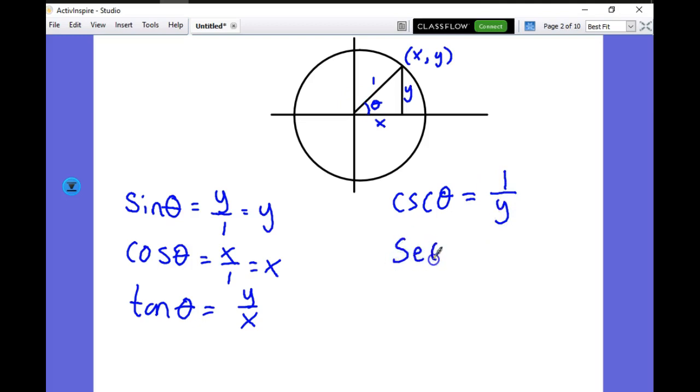Secant is the reciprocal of cosine. So what will that be? 1 over x. And cotangent is the reciprocal of tangent, so that will be x over y.